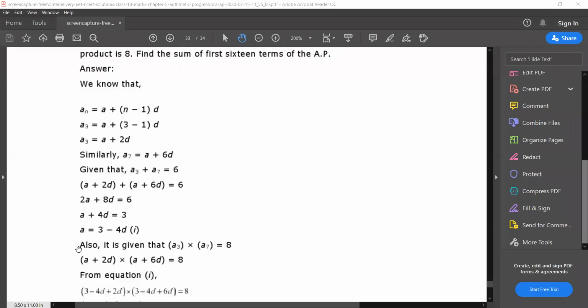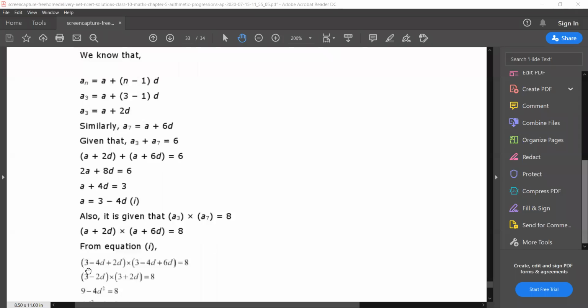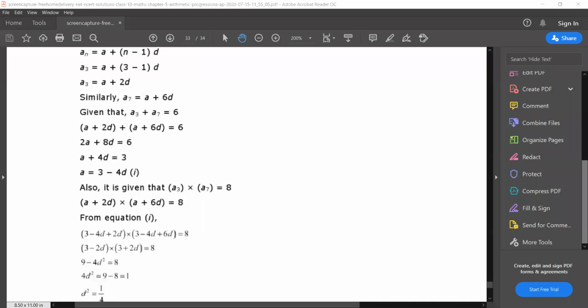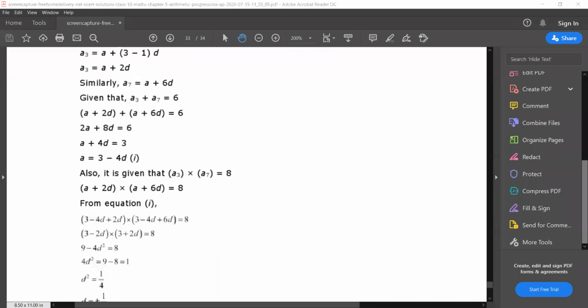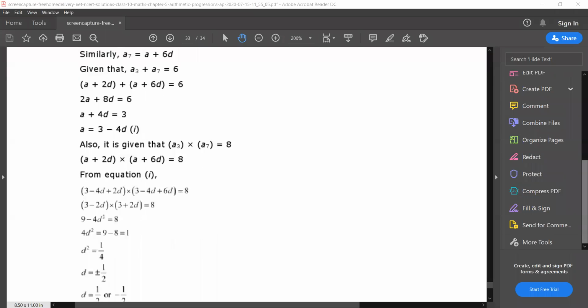So when we write it, we get 9 minus 4d square is equal to 8, or we get 4d square is equal to 9 minus 8, we get d square is equal to 1 upon 4. And d is equal to plus minus 1 upon 2. So d may be 1 upon 2 or may be minus 1 upon 2.